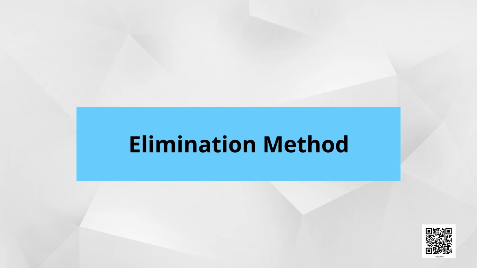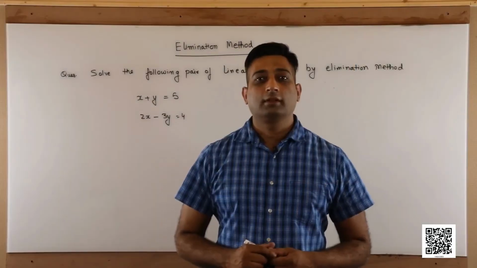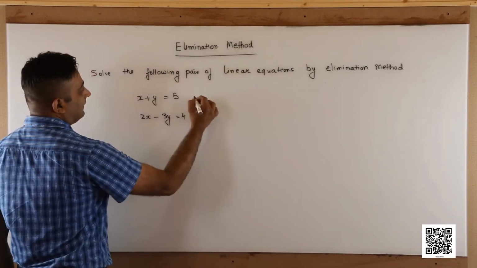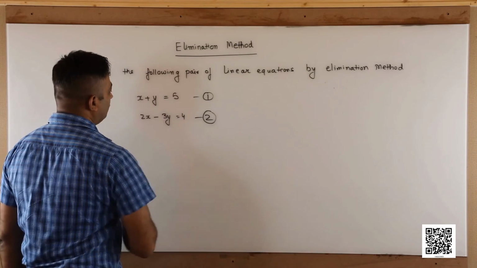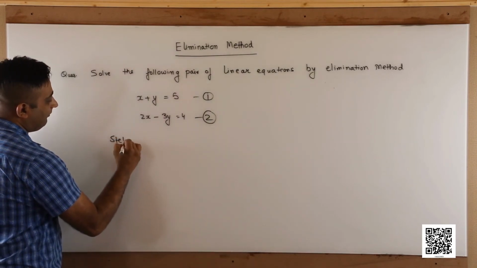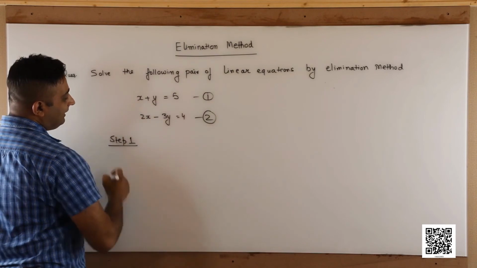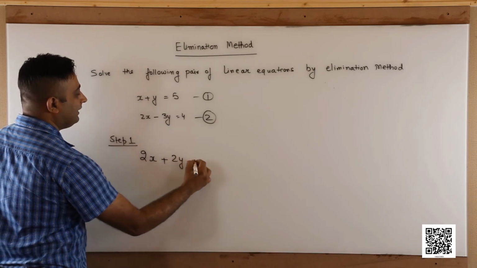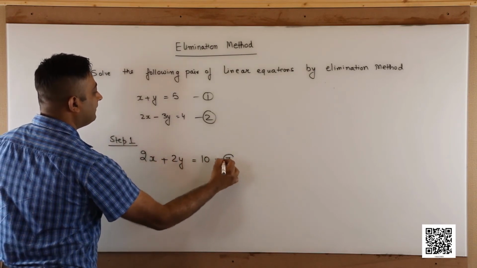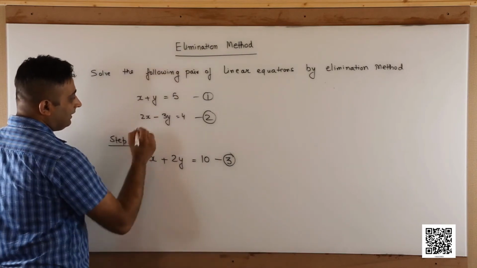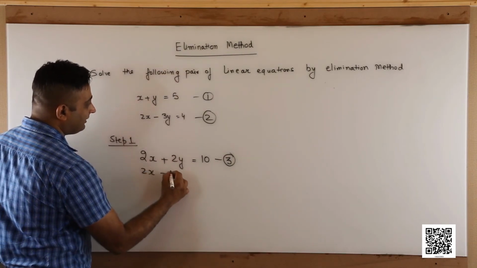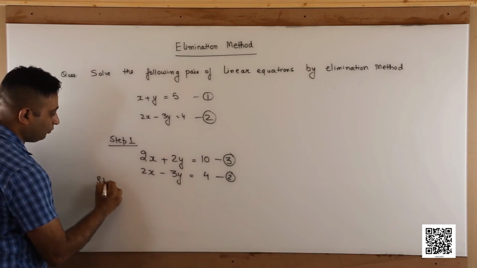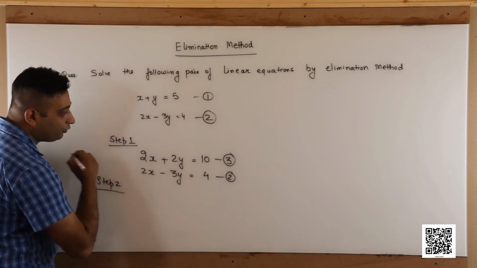This is sometimes more convenient than the substitution method. Dear students, let us solve a few problems using the elimination method. Now the equations number 1 and 2 are given. In step number 1, we will multiply equation number 1 by 2. We'll get the equation as 2x plus 2y is equal to 10. Let us name this equation number 3 and rewrite equation number 2, that is 2x minus 3y equals 4. Now in step number 2, we will subtract these two equations.